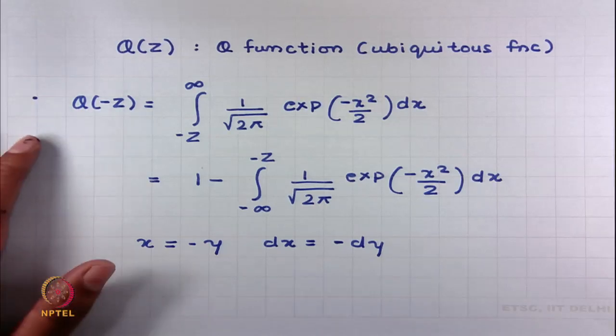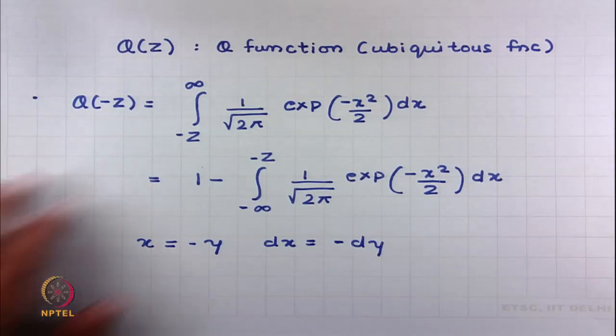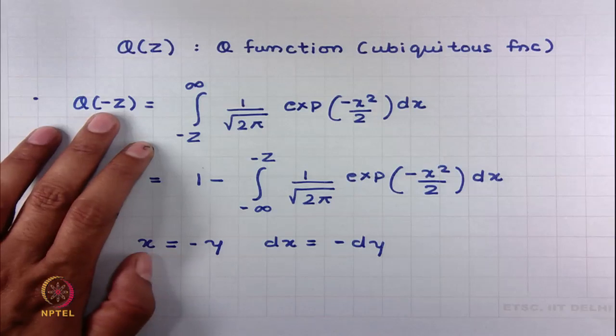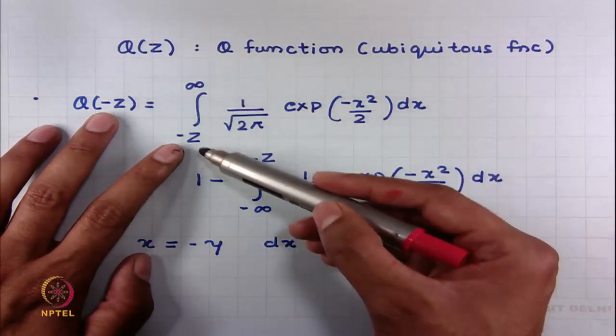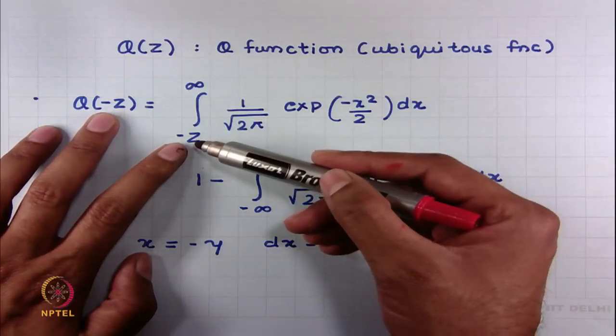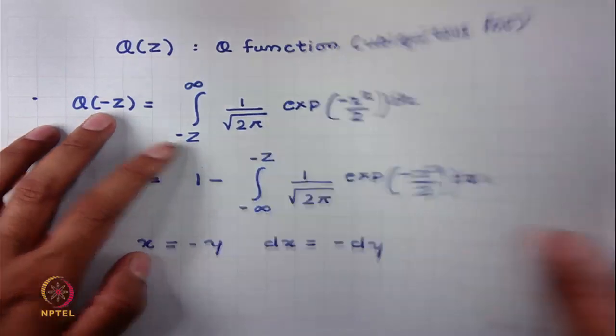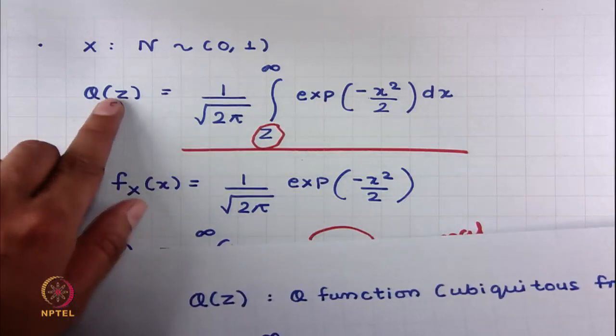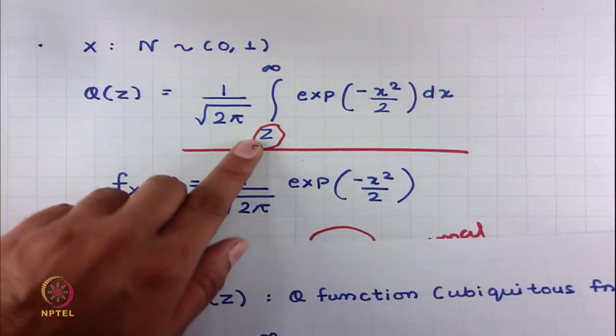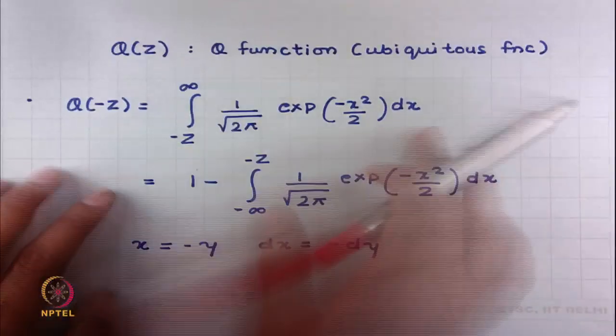Let us now see some properties of the Q function. For example, what is Q of minus z? What changes? Nothing changes. Now, this integration starts from minus z. Earlier, for Q of z, it was starting from z. Now, if you have minus in here, the limits would change from z to minus z, the change is trivial.